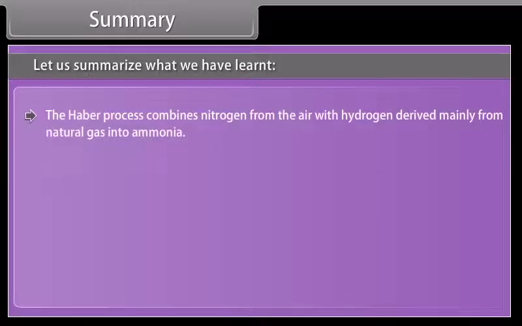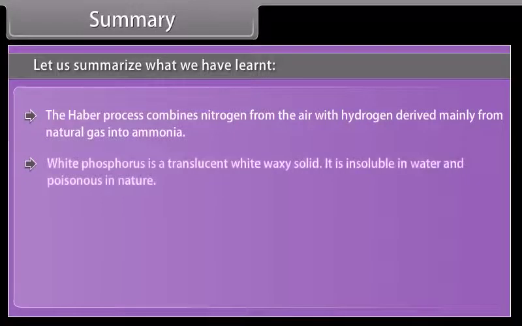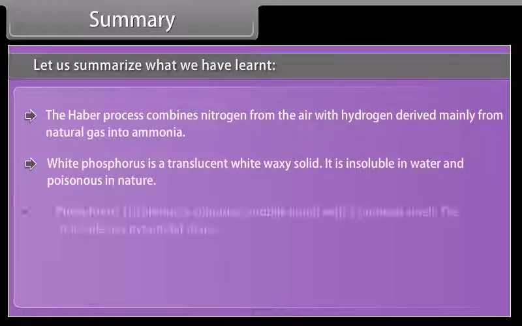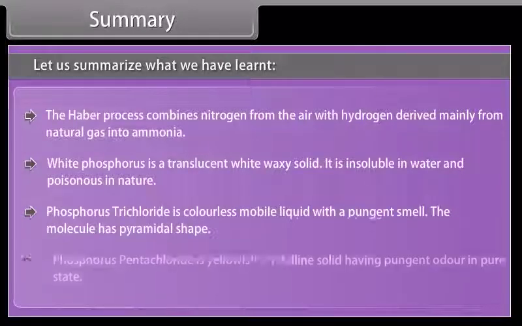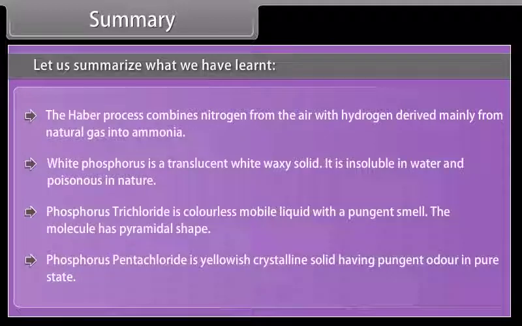The Haber process combines nitrogen from air with hydrogen derived mainly from natural gas into ammonia. White phosphorus is a translucent white waxy solid. It is insoluble in water and poisonous in nature. Phosphorus trichloride is a colorless mobile liquid with a pungent smell. The molecule has pyramidal shape. Phosphorus pentachloride is a yellowish crystalline solid having a pungent odor in the pure state.